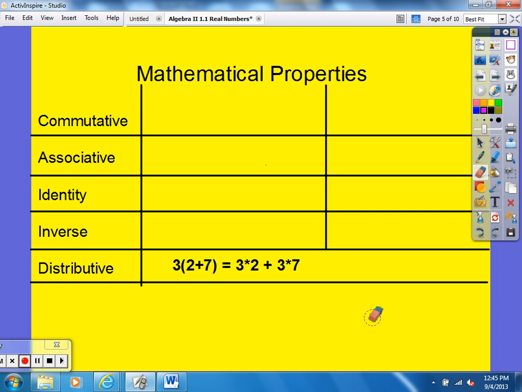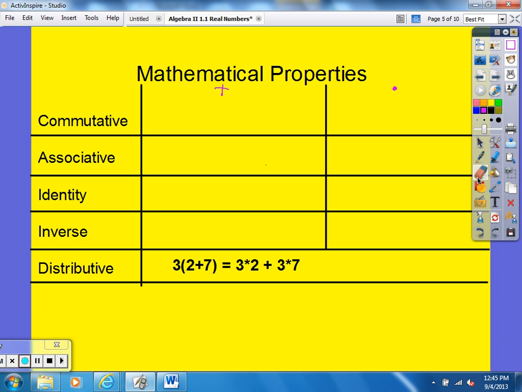So I use 3 times (2 plus 7), which is 3 times 2, and 3 times 7. Notice there must be 2 operations. And I forgot to do something. This first column, just so you know, is for my addition property. And the second column is for multiplication, which you'll see here in a second. But that's why the distributive property does not have a line through it. It actually uses both. Okay?